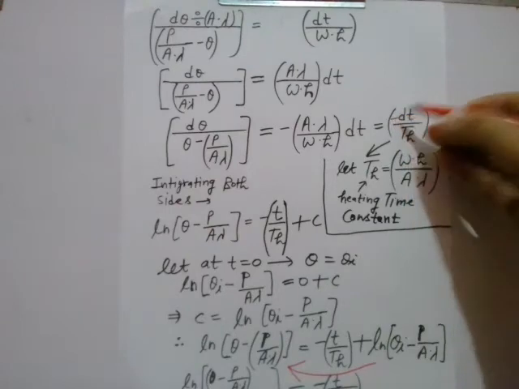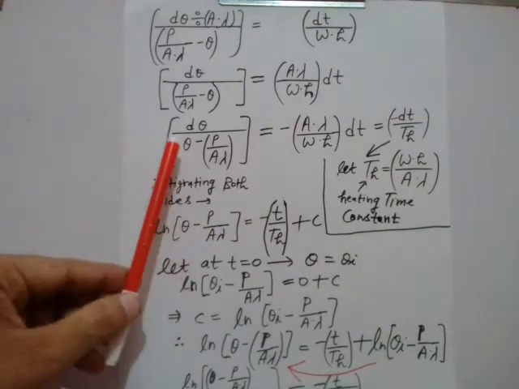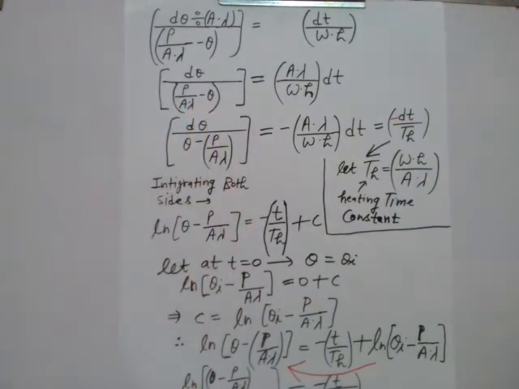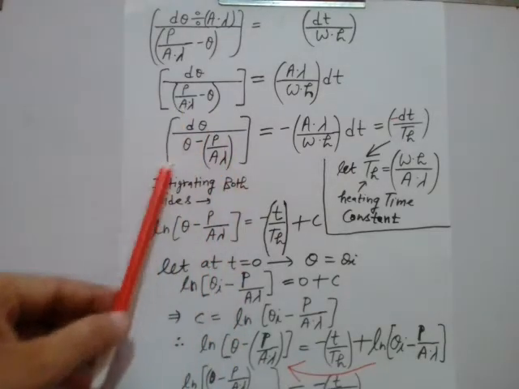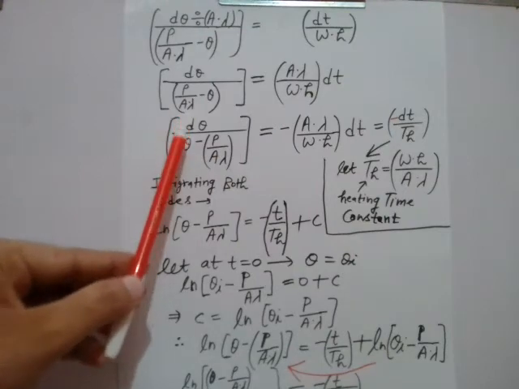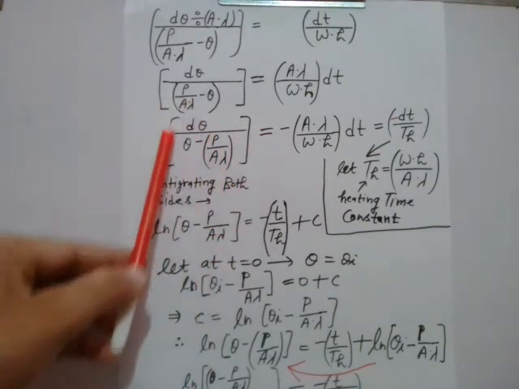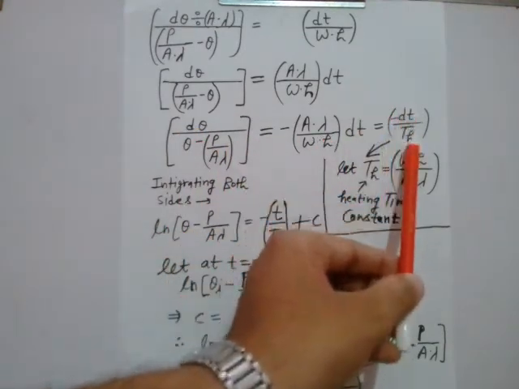Definitely this will be negative, right? Because you have written theta minus p by a lambda instead of p by a lambda minus theta. So now you integrate both sides. When you integrate both sides, you will have to write the integration of d theta by (theta minus p by a lambda) is equal to the integration of minus dt by tau h.